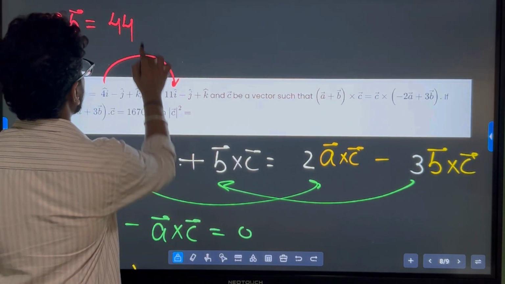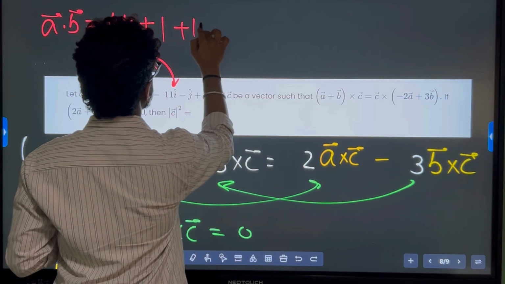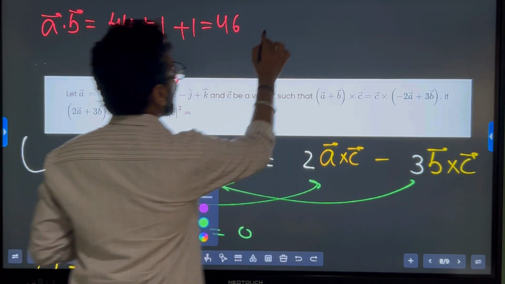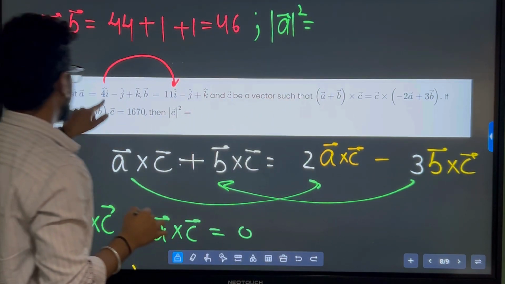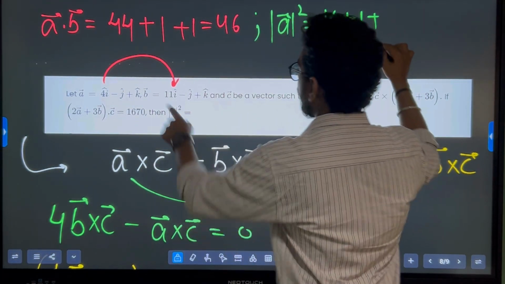Minus j into minus j is plus 1. K dot k is 1. So this is 46. The next thing which is important for us to know is the magnitude of a whole square. The answer is 4 square 16, minus 1 square is 1, and 1 square is 1.